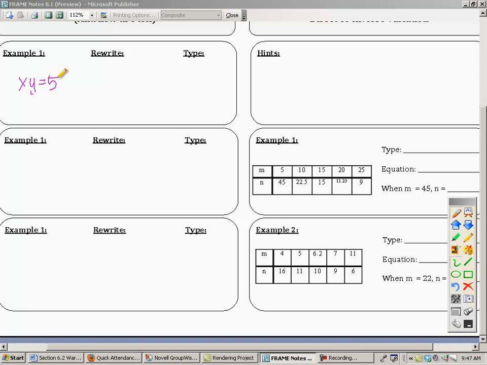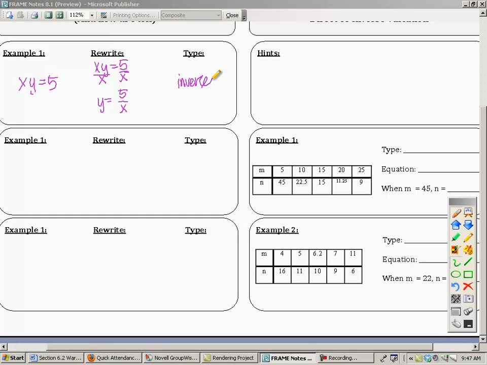Now, I'm not going to be able to tell what type of variation it is until I get to a y equals, so I'm going to rewrite this. I start with xy equals 5, and when I divide by x, because I want a y equals equation, I get 5 divided by x. Now, as I look at this, is it direct, where I multiply, inverse, where I divide, or joint, where I have multiple multiplications? In this case, this is an inverse variation, because I have the division.